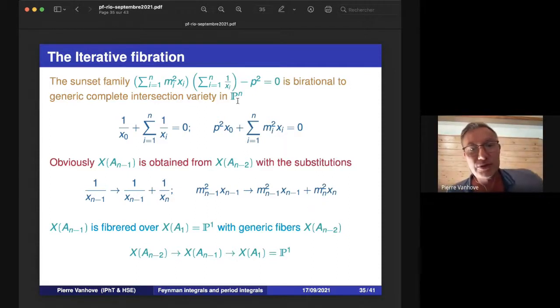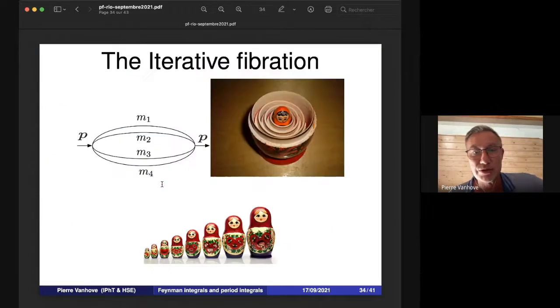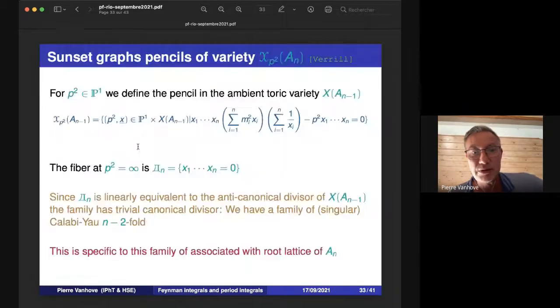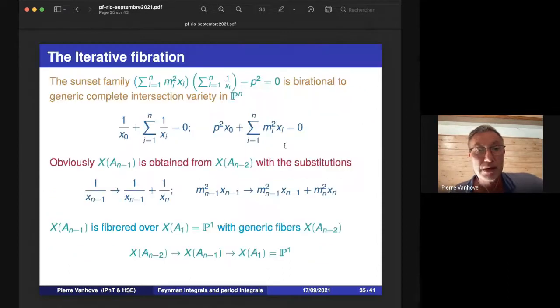Okay, so for this family, what you can do is try to understand the relations between them. How can you understand the full family of integrals that you have here? So in a sense, the structure of this graph polynomial is so special that there's a complete intersection description. So this is birationally equivalent to this complete intersection description. So you see, it's very nice.